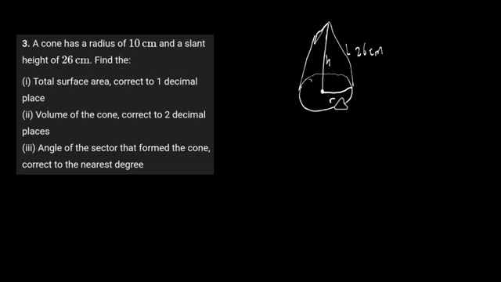So we're given the radius. The radius is 10 centimeters, so here we have 10 centimeters. What is the next thing to do now? Let's calculate the total surface area of a cone. Okay, the total surface area of a cone.